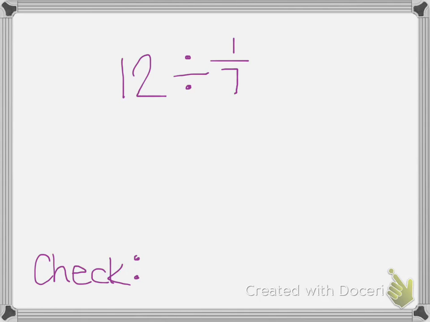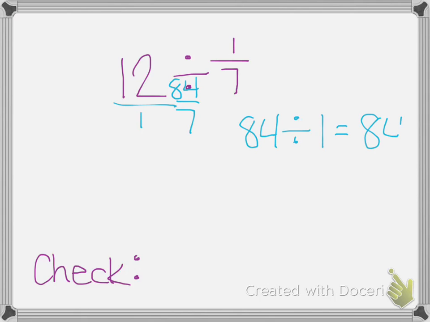Number 2 says solve and then check your answer with a multiplication number sentence. So we have 12 divided by 1/7. If we want to solve it using a common denominator, we have a 7 here and a 1 here, which means we need to turn 12 over 1 into sevens. 12 times 7 is 84. So we have 84 over 7. Then we just divide our numerators. So we do 84 divided by 1 equals 84. So our answer is 84.